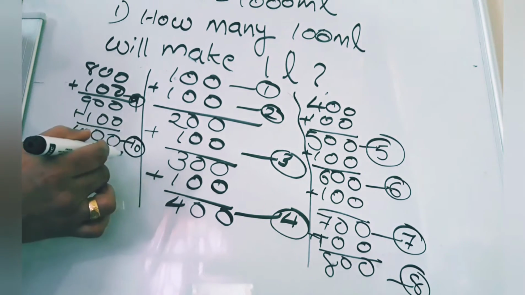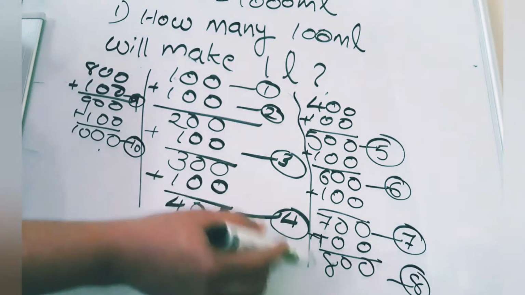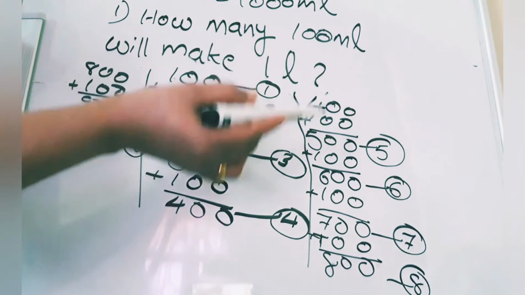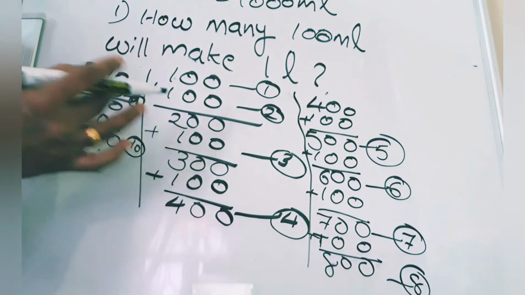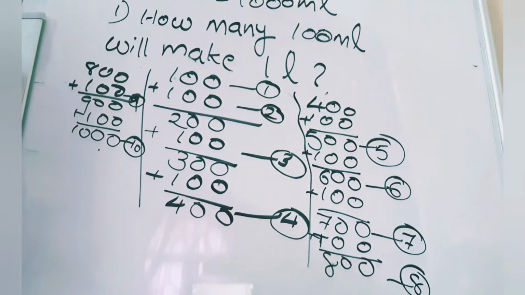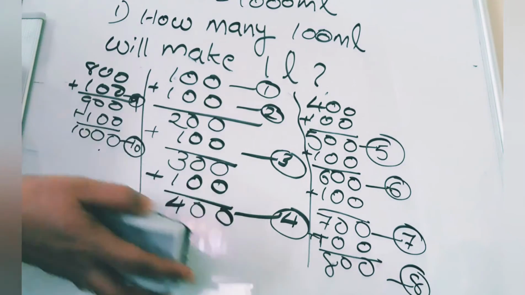So what is the answer? We reached 1000. How many times? 10 times. 10 times 100 ml is equal to 1000 ml. See, this one is the vertical method, I said for those who are not able to do it in the mind. 10 into 100 is only 1000. You have to keep in your mind. This is taking long time.